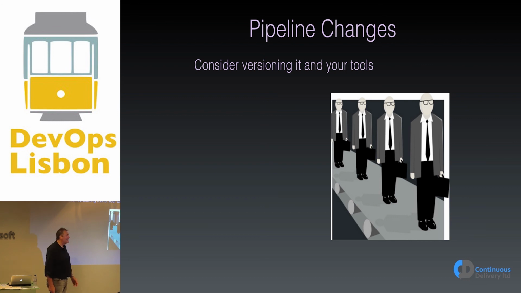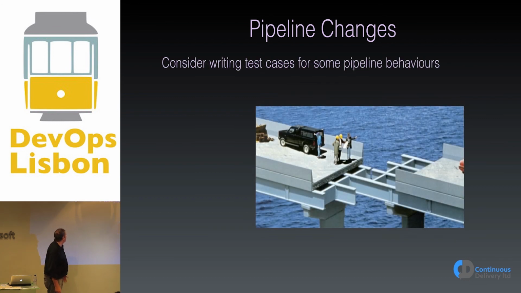Think about versioning it and your tools, and think about using the same approach. Think about test cases. Think about test-driven development for these infrastructure changes. That's bleeding edge at some level, but that too really works. We came up with a little unit testing framework for writing shell scripts because we wanted to be able to do TDD on the shell scripts that we were building for our pipeline.